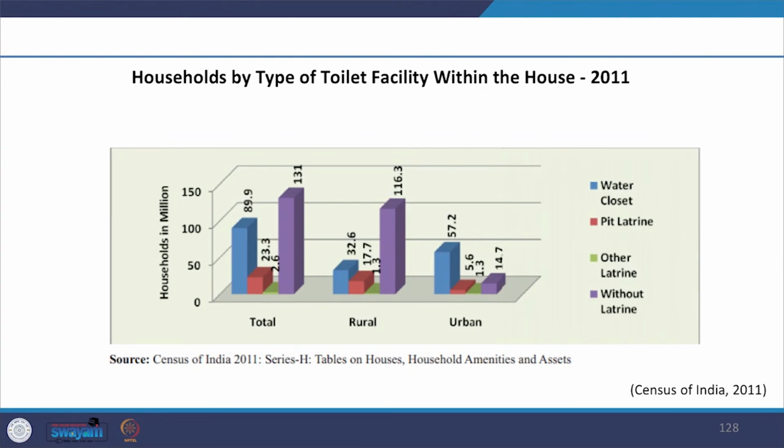Likewise, we see the number of households according to the type of toilet facility which they have. We see that nearly 14.7% are without latrine facility in the urban area. The green shows other latrine facilities, nearly 1.3, and 5.6 showing the pit latrine, and only 57.2 shown in blue color has water closet.